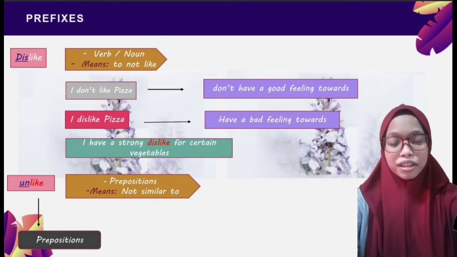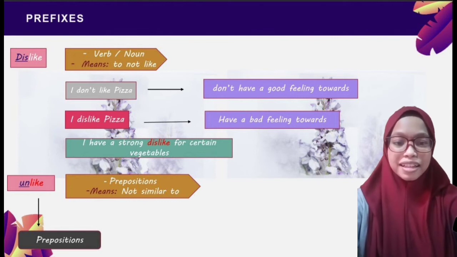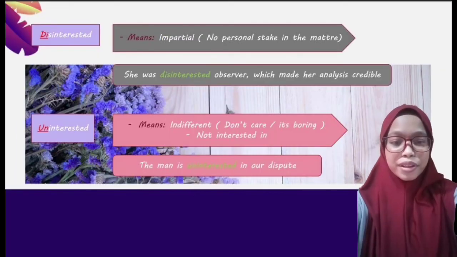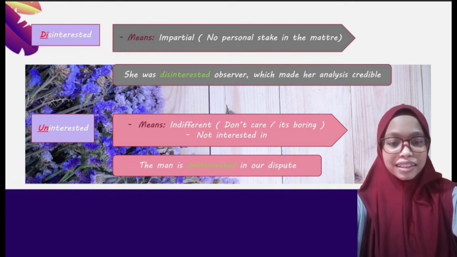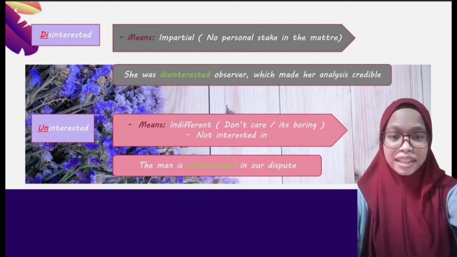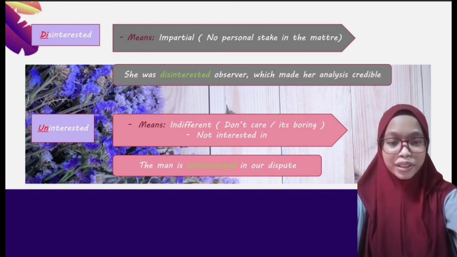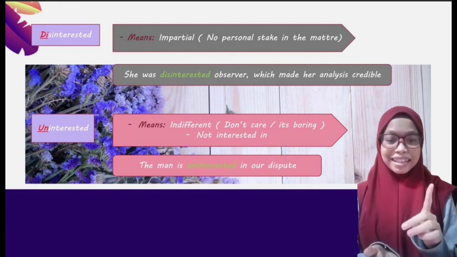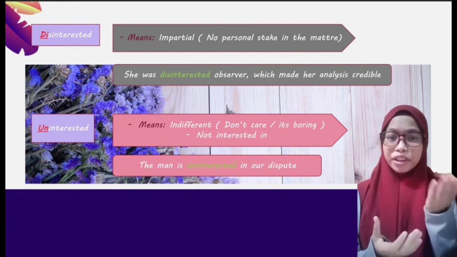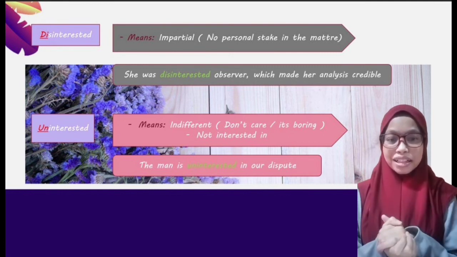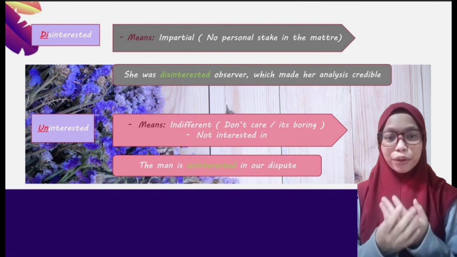Next, unlike has absolutely no connection to dislike. Unlike also means not similar to, and like here is a preposition. The next example of prefixes is disinterested and uninterested. Disinterested means impartial, like no personal stake in the matter. For example, she was a disinterested observer, which made her analysis credible. Next, uninterested means indifferent, like you don't care or it's boring. For example, the man is uninterested in our dispute.